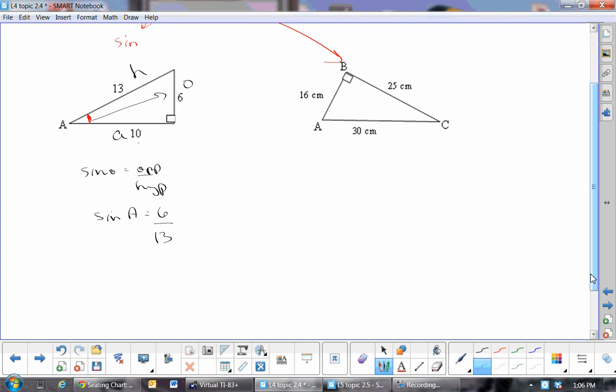Okay, and I want everyone to try it. What do you get? Let's go 27.5 degrees. Now, if you were to do cosine on this one, let's try that. What if I did cosine on this one? Cosine would equal what over what?